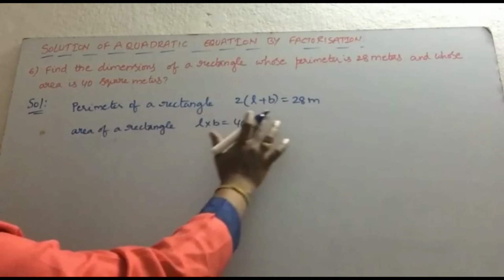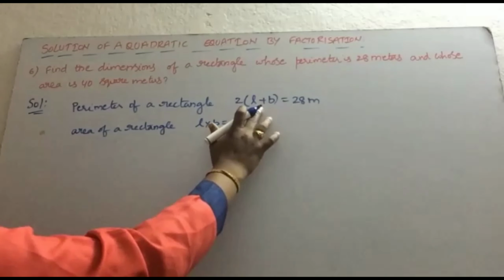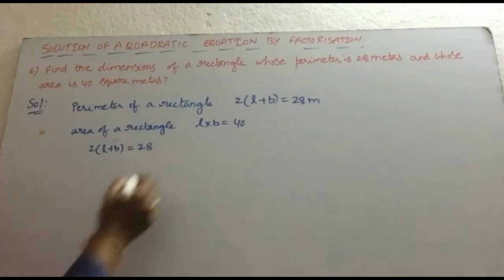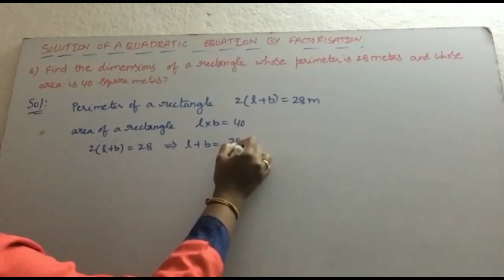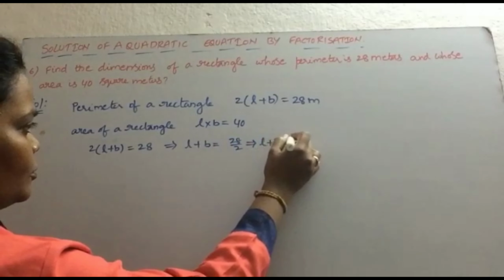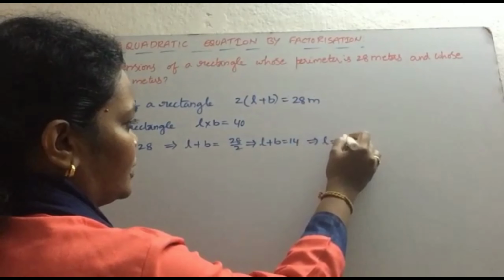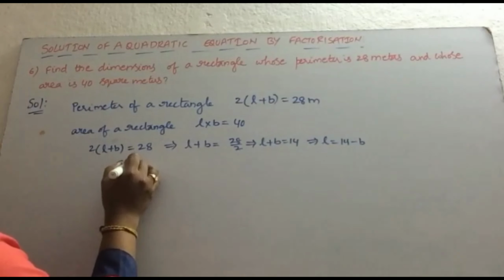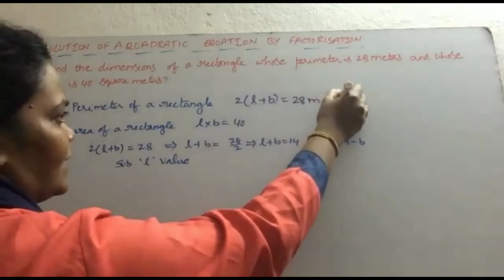So now 2 into (L plus B) is equal to 28. That means L plus B is equal to 28 by 2, which is 14. That implies L plus B is equal to 14, so L is equal to 14 minus B. Now substitute the L value in the second equation.